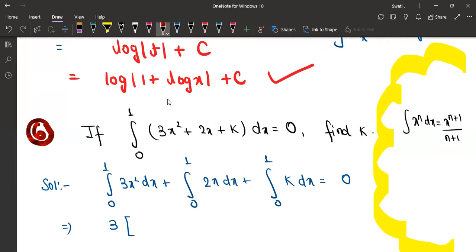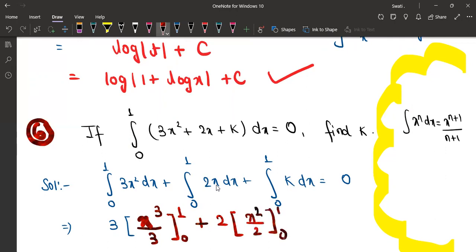Okay. So this constant I have written outside, and using the formula, it will become x raised to n plus 1, that is 2 plus 1, that is 3, and then upon again the same thing, 3, and then the limit 0 to 1, plus, here 2 is outside, the integration of x will become, of course, x square upon 2, and then the limit 0 to 1. Here k I can write outside because that is a constant, and the integration of 1 is x, and then of course 0 to 1, and then this is equal to 0. Remember, we have to find out here the value of k.